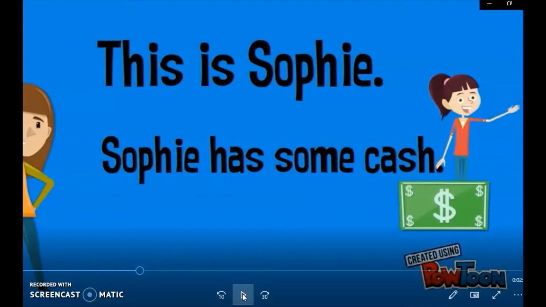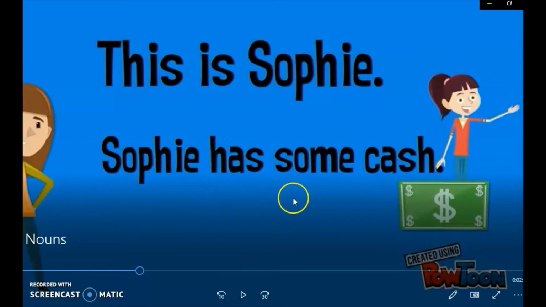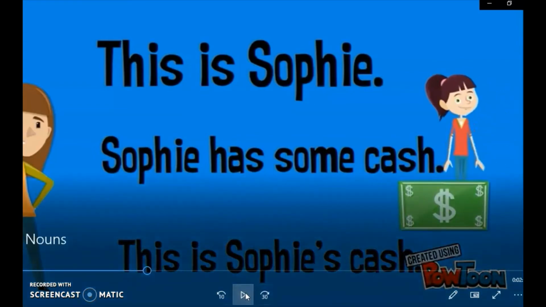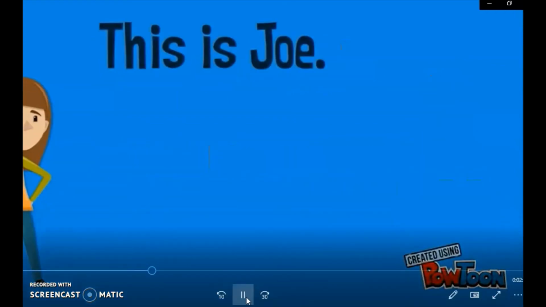Okay, so if you guessed that we're going to say this is Sophie's cash, then you got it correct. This is Sophie's cash because we asked who the cash belongs to. Who owns it? Sophie. This is a noun as well, but we want to focus on the noun that owns it. That's the noun that we're going to change to the possessive form. Let's look at another example.